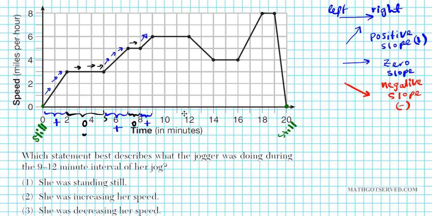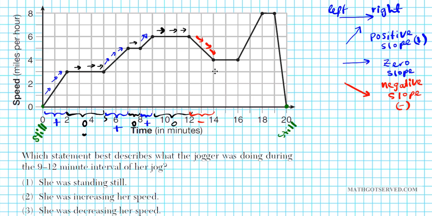Now from 9 to 12, this is what the problem was asking us for, from 9 to 12. What's happening from 9 all the way to 12? On this interval, it's flat, horizontal, flat. What is the slope there? 0, okay? From 12 to 14, what's happening? It's going down, down, down. What is the slope if you're going down from left to right?